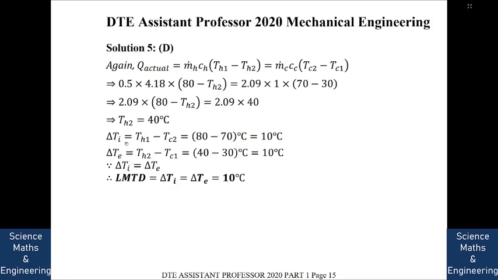So our delta Ti, that is the temperature difference at inlet, as it is a counterflow heat exchanger, would be Th1 minus Tc2, that is 10 degrees centigrade, and delta Te, that is the temperature difference at exit, is Th2 minus Tc1, which is again 10 degrees centigrade. So our log mean temperature difference is 10 degrees centigrade.